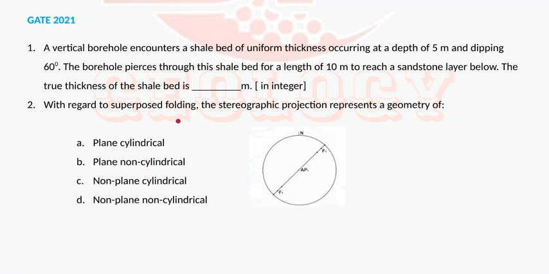Then with regard to superposed folding, the stereographic projection represents the geometry. Here in the stereographic projection, we have an axial plane that is perpendicular, so it will be a plane. And here the fold axis is given, that is simple plunging. Only the fold axes are not plunging. This is also F1, this is also F1. The same fold axis is here. That is simple plunging, so that means it is cylindrical. It can be cylindrical, so it will be plane cylindrical.